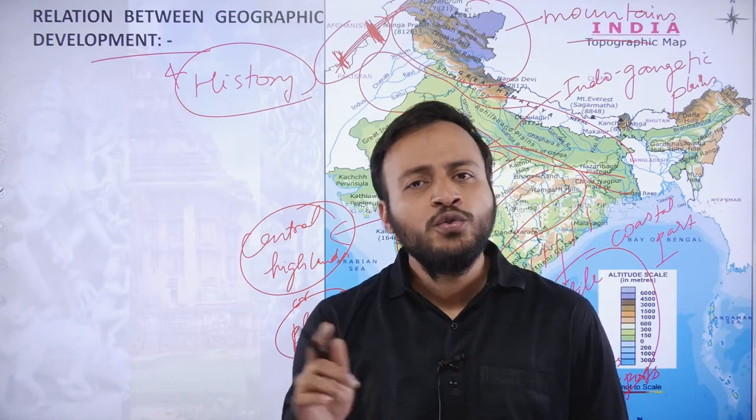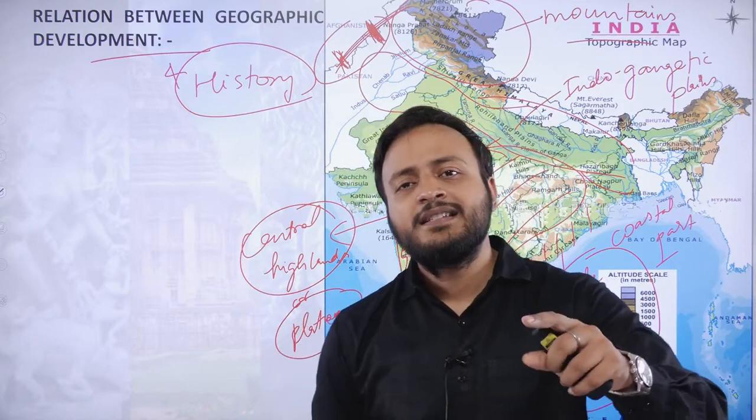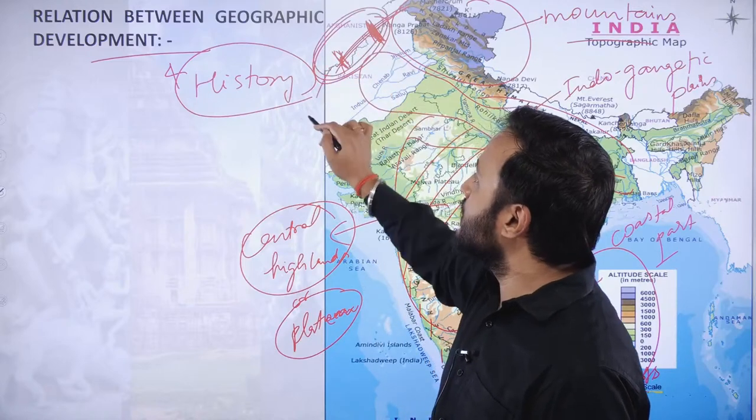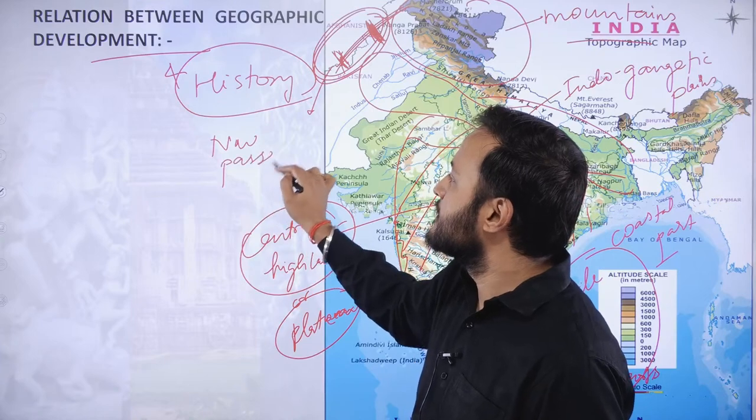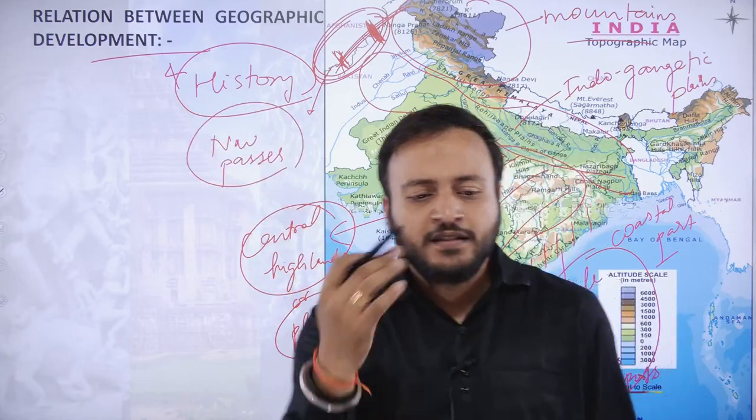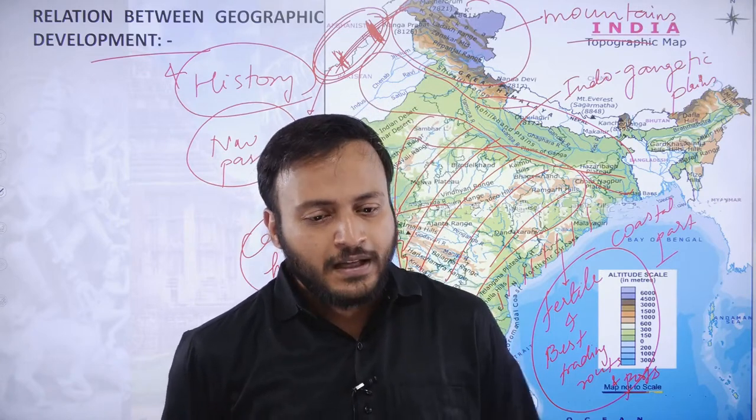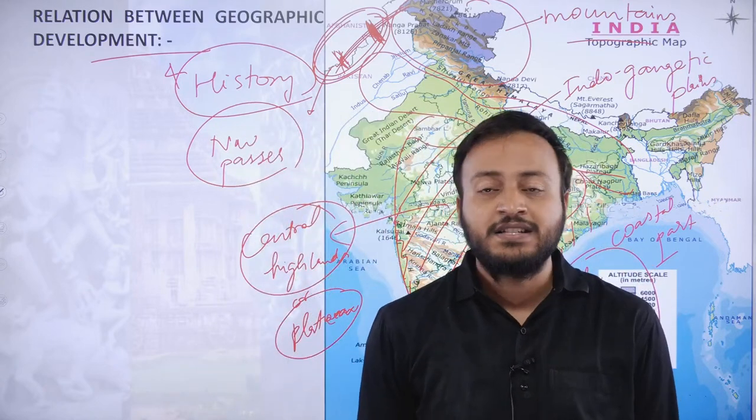So this is why whosoever came to India or invaded India, they always chose the path of the northwestern passes. Similarly, all of us might have heard the story of Ashoka attacking Kalinga. How many of you have not heard this story that Ashoka was a great king who had attacked the state called Kalinga?